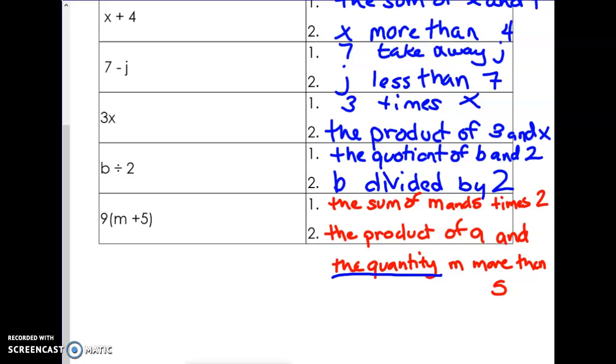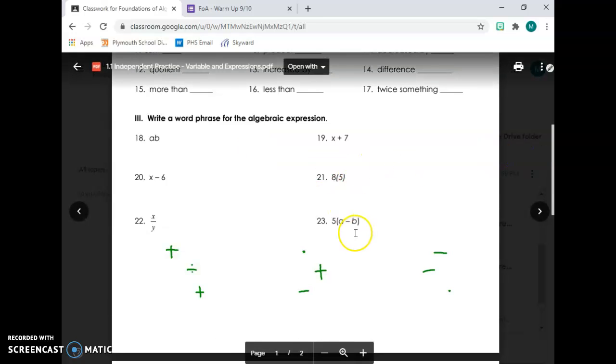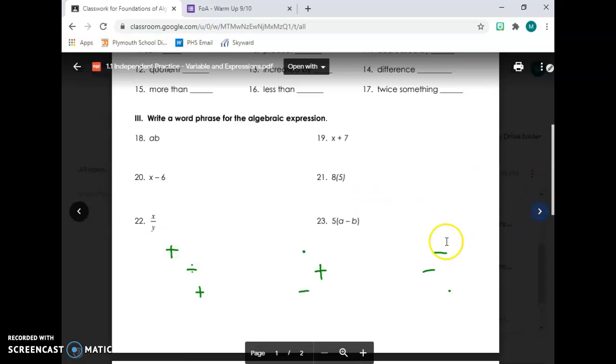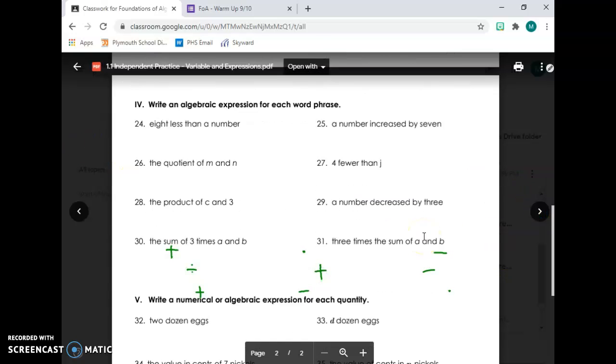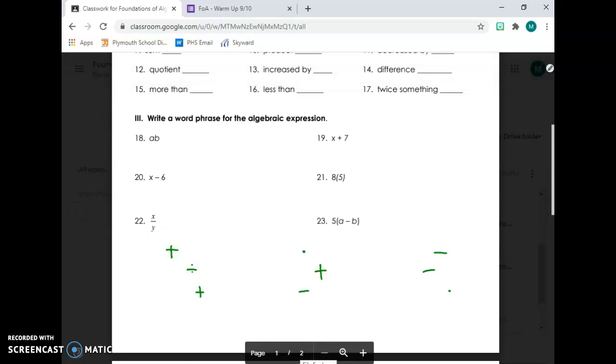Okay? So the last thing I'm going to have you do before we end here is on that sheet that I gave you, or if you are at home, it is this one that we've been working on. 18 through 23 here has write a word phrase for the algebraic expression. I want you to finish that up real quick right now. There's just 6 problems. And then for those of you who are at home, make sure you bring that into class tomorrow. Okay? For those of you who are here, when you're at home tomorrow, we'll still be working on that.